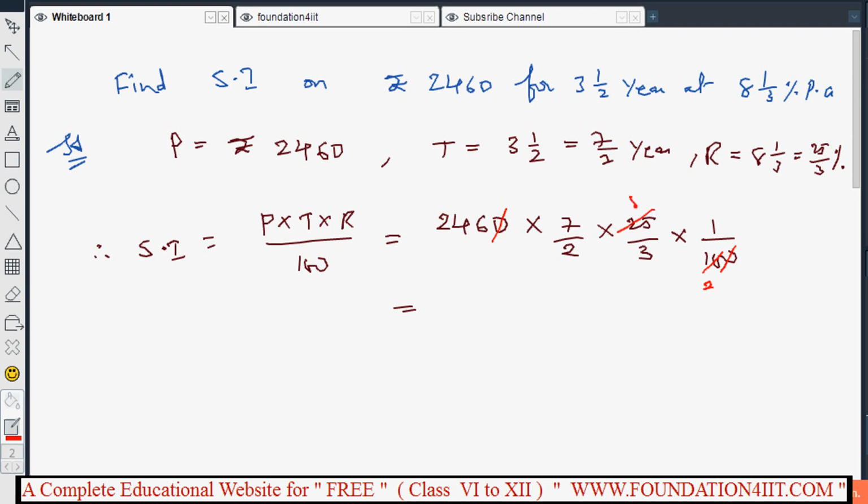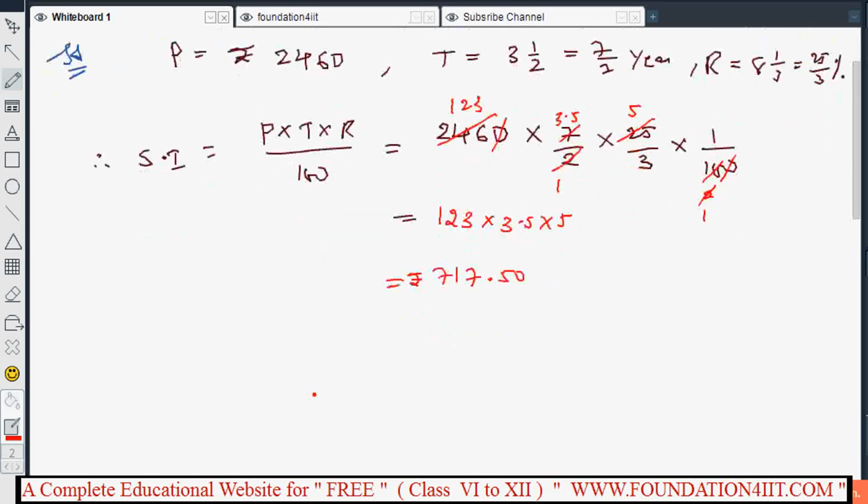5 table, 5 2 is 10 and 5 5 is. After cancellation of all this, again 2 table, 123. 2 table, 2 ones are 7 means 3.5. Okay, 123 into 3.5 into 5. So multiplying all this, we'll get the interest 717.50. So 717.50 is simple interest.